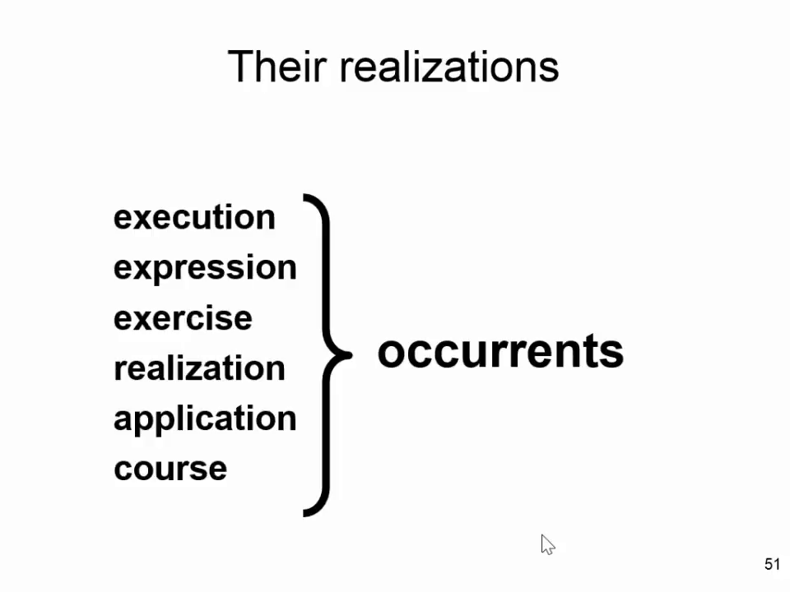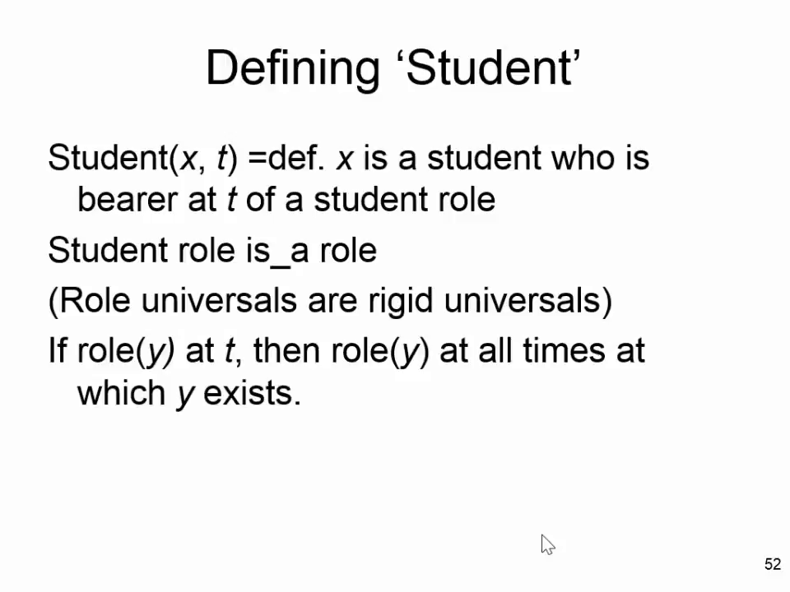And so we can define what it is to be a student. X is a student at a given time if X is a bearer of the student role. And the student role is a subtype of the more general type role. This is the way in which BFO deals with those kinds of taxonomies which apply to entities only for certain phases in their existence.